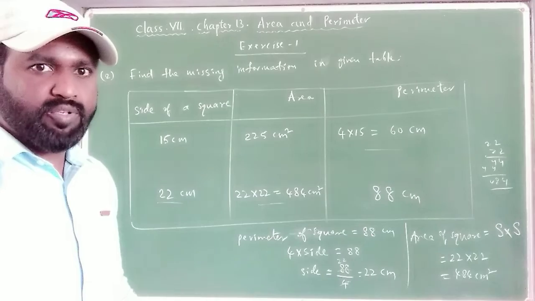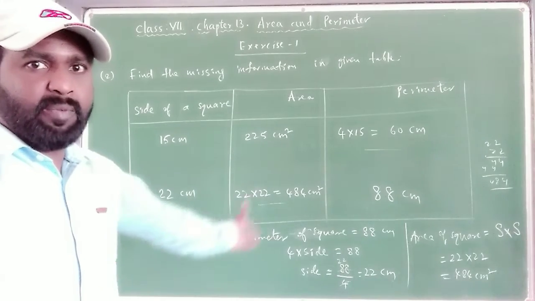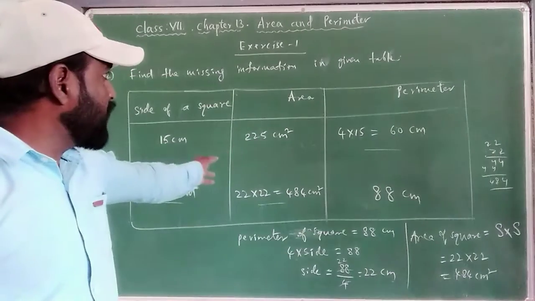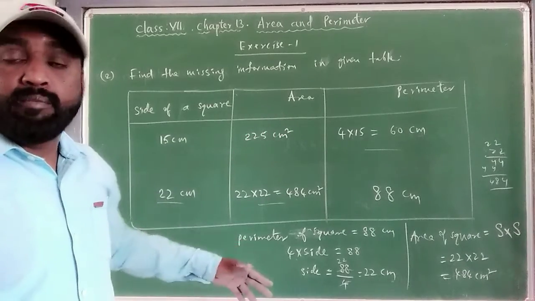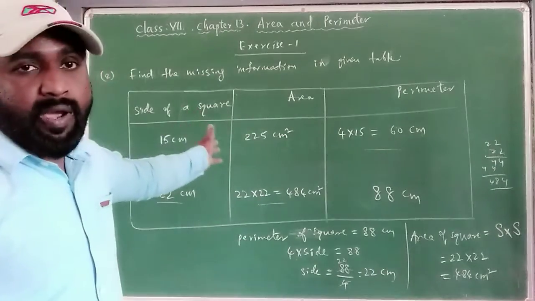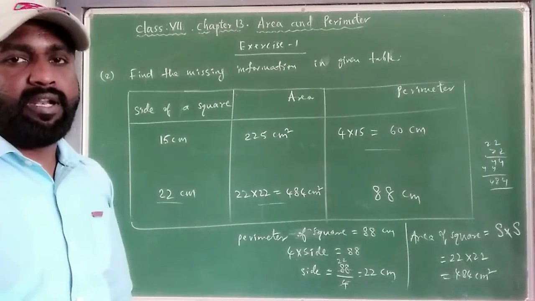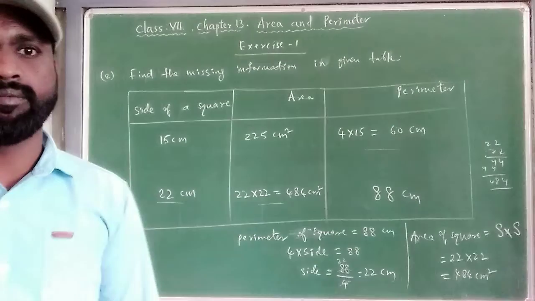Hope you understood how to find the side of the square when perimeter is given, and how to find the area when the side is given. In this question, it is only square. Like this we have completed. Let us see the next question, the third one.